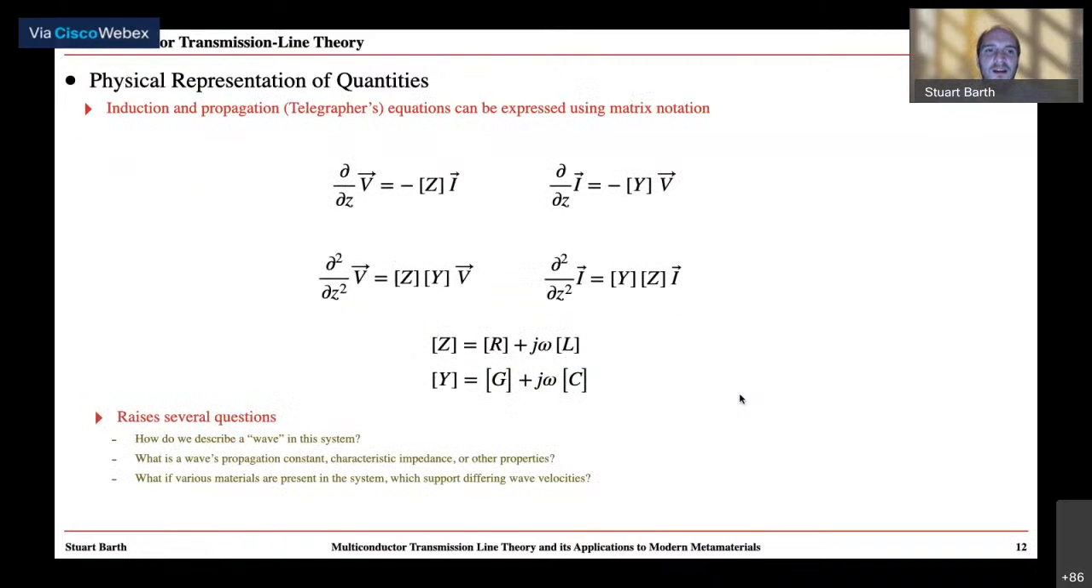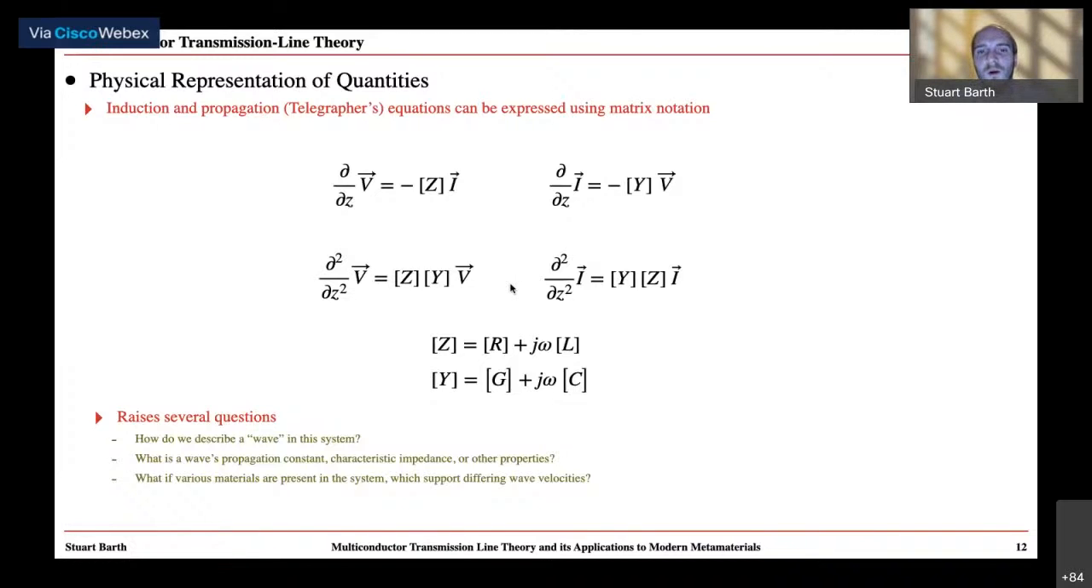Now, if we take the propagation and telegrapher's equation, we can express them in matrix notation, right? So for example, those sets of coupled linear differential equations I showed previously can be summarized in these forms shown in the top equations in terms of propagating voltages and currents. These, of course, once again, can be combined, as we do with regular transmission line theory, into wave equations involving the matrices of per unit length admittance and impedances.